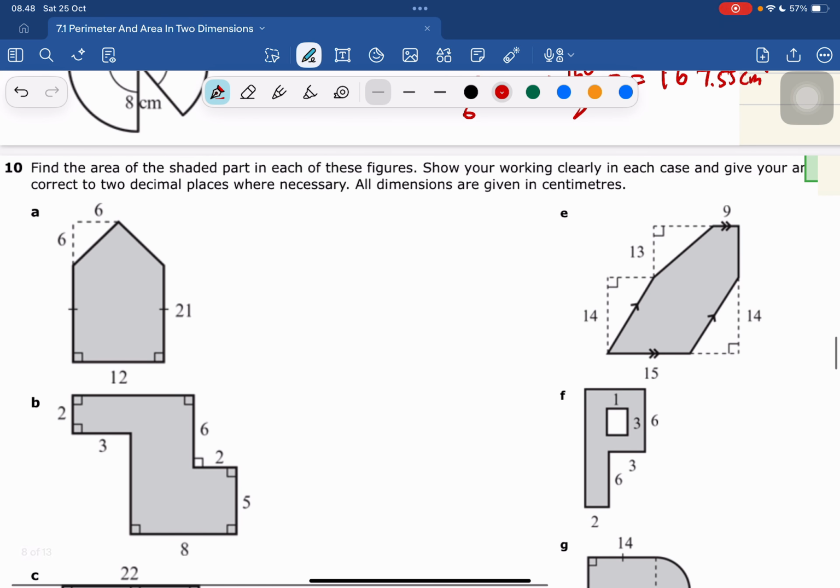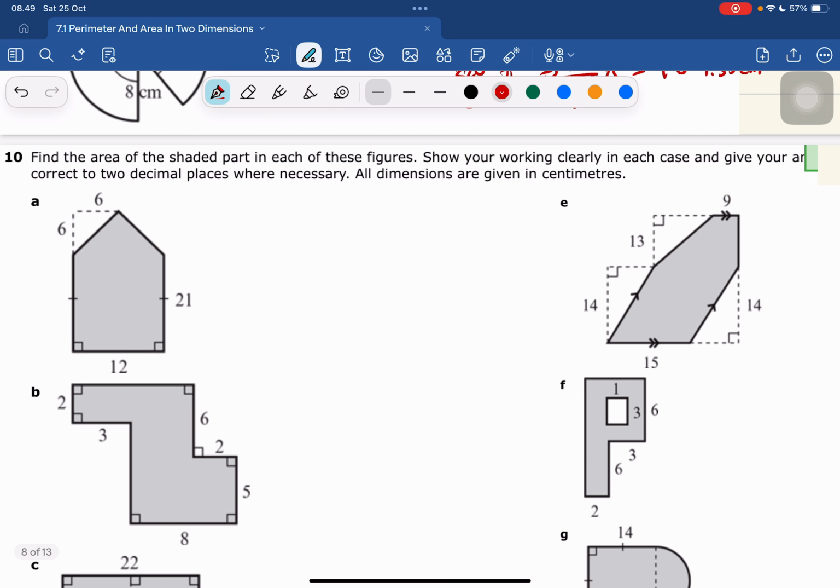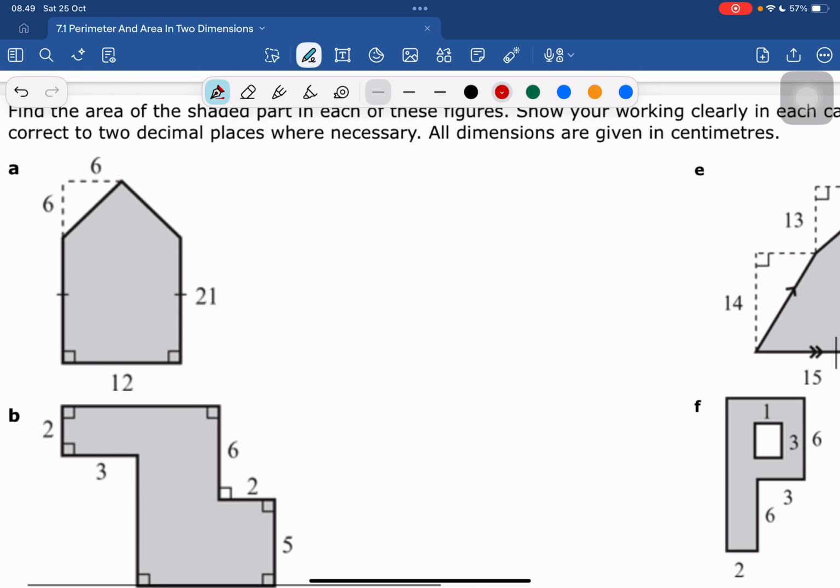Number 10. Find the area of the shaded part in each of these figures. Show your working clearly in each case and give your answer to correct 2 decimal places where necessary. Okay, we can cut it from here. Look at here. So we got a square, which is 21 squared, plus the height is 6, so 6 times 21 divided by 2. So this is the area.